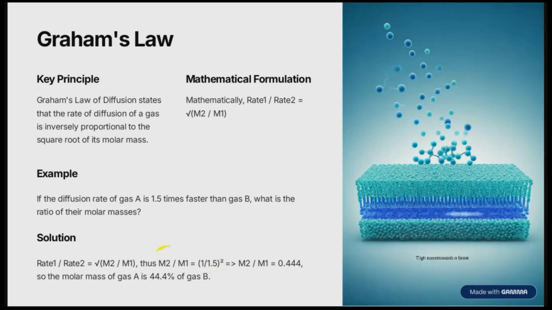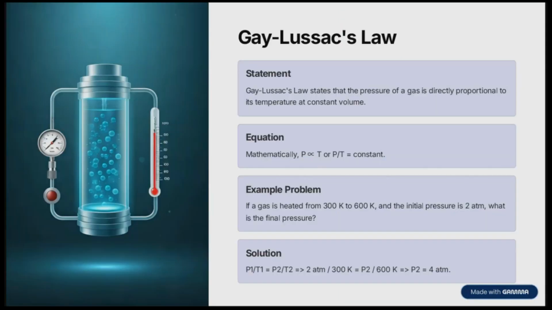So when you solve this, you should be getting your final answer to be 44.4%. That should be the ratio between A and B. So that should be your final answer. Let me move on to the next slide. Next slide is Gay-Lussac's law.